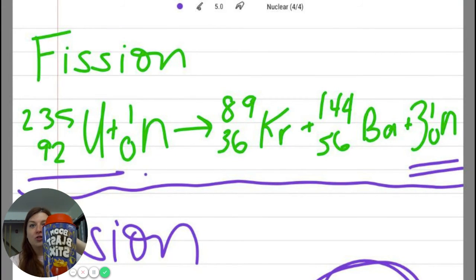This game, in case you're interested, is called Boom Blastics. It's like reverse Jenga. It's a lot of fun, but also very nerve-wracking.